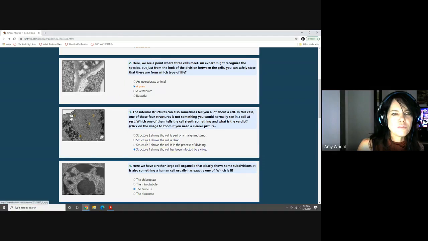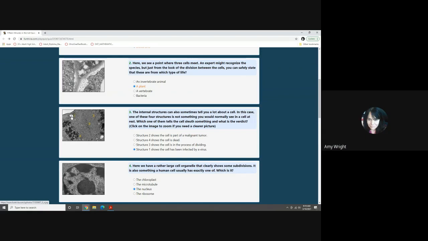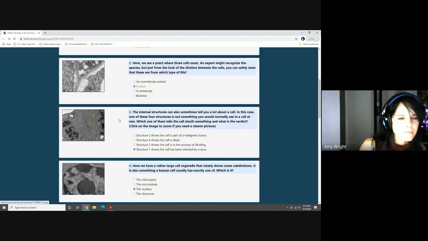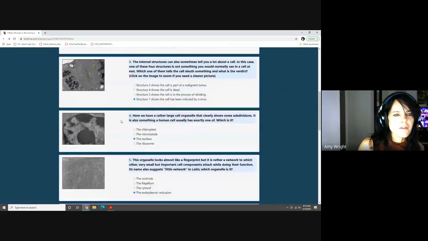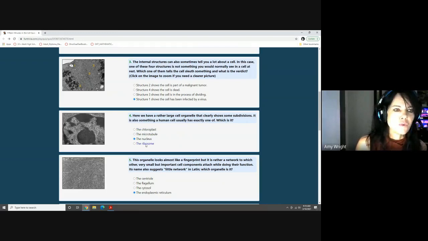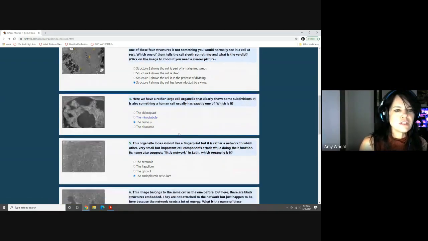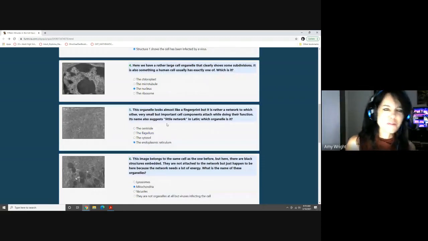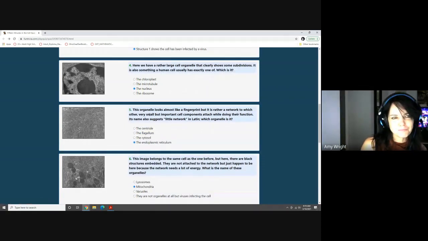I chose this cell's been infected by a virus because this number 1 right here looks like a virus to me. Here we have a rather large cell organelle that clearly shows some subdivision. It is also something a human cell usually has exactly one of. Which is it? That's a nucleus for sure. Human cells definitely don't have chloroplasts. We have several ribosomes, and that's not a microtubule, so I chose the nucleus. I missed one of these, and I can't remember which one, but I'll figure it out.